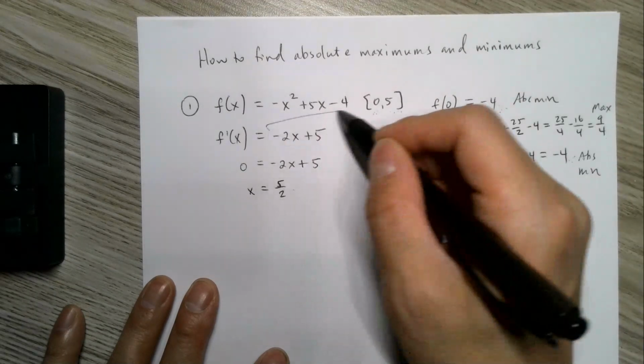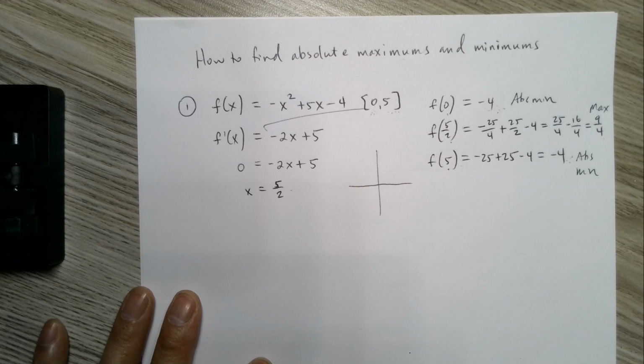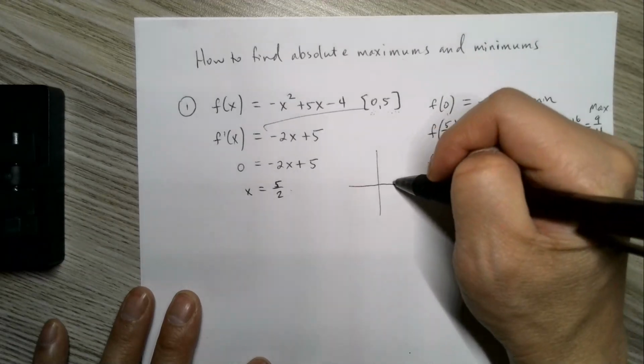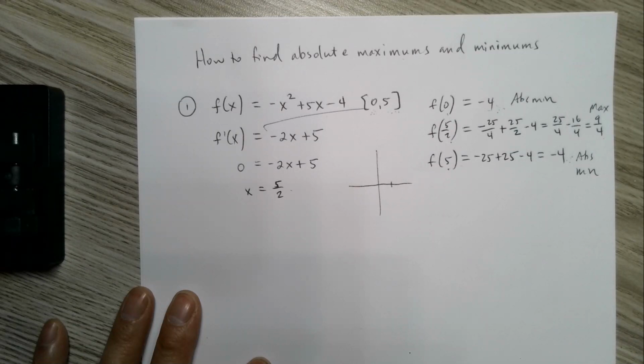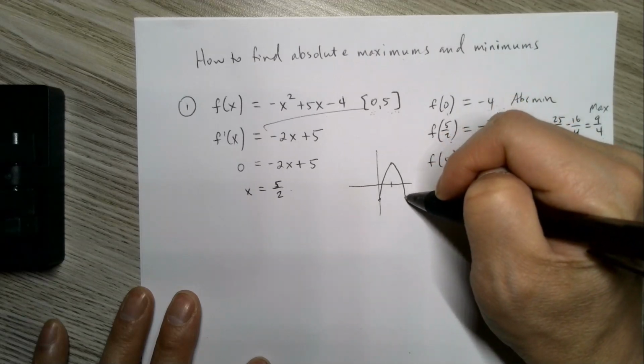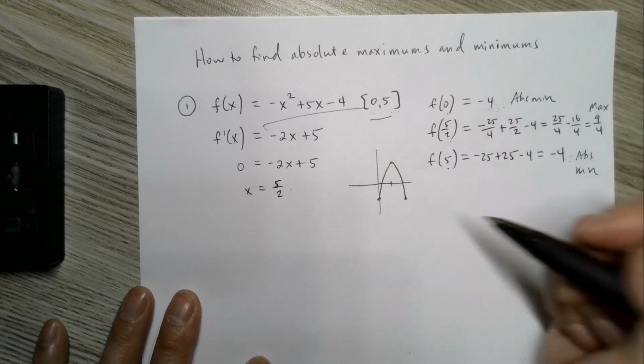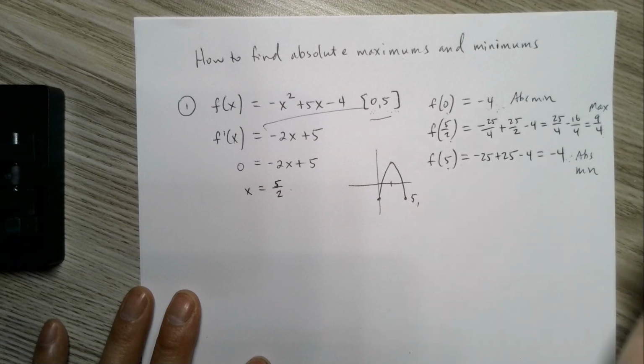And if you know what this looks like, this makes perfect sense. Because this will be an upside down parabola. And if this is 5 over 2, that's going to be my max. And since it's upside down, it's going to go down like this, and it's going to go down like this. And these are my two mins on this interval. This will be 5, negative 4. This is 0, negative 4. And then my max is over here.